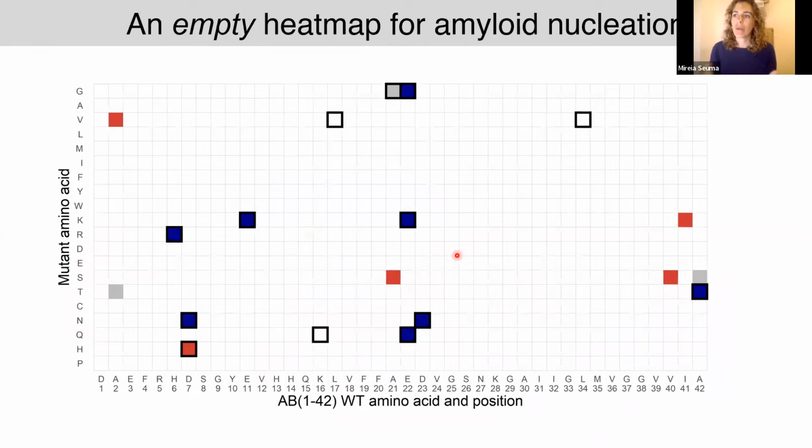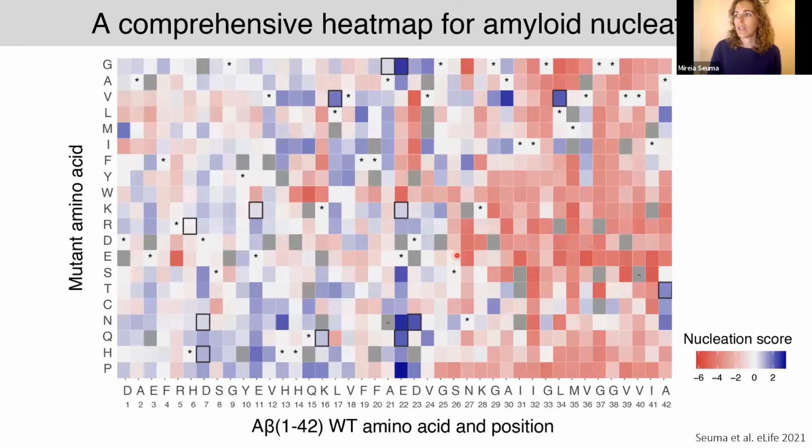Let me show you the power of this type of assay. So we were in front of this empty heat map, and we could fill it in with information for virtually all single amino acid substitutions on their effect on amyloid nucleation. What you are seeing here in this matrix, again, on the x-axis is the wild-type amino acid at each position, and on the y-axis, the mutant amino acids that we are introducing. The color code indicates the nucleation score: blue means increased nucleation, and red means decreased nucleation, always relative to A beta 42, which is our wild-type.